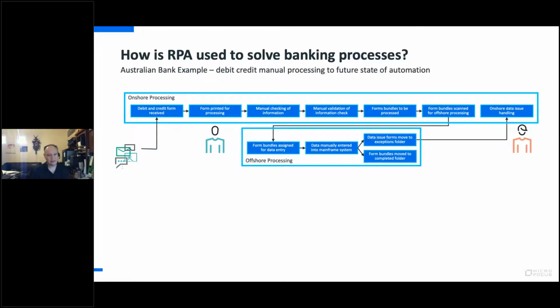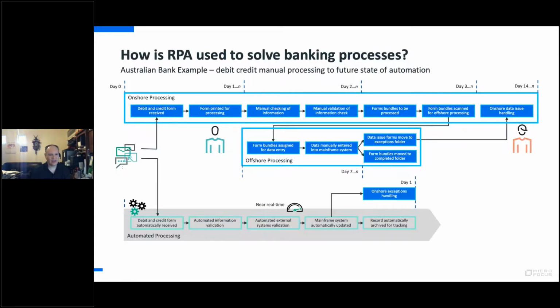A lot of manual steps. Every single one of these took a lot of time and a lot of people to go and process. So with RPA, they actually went ahead and automated the entire process end to end. So before, that old process took 14 days to go through from end to end.